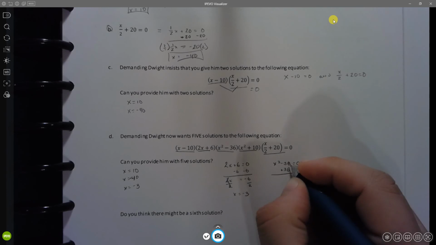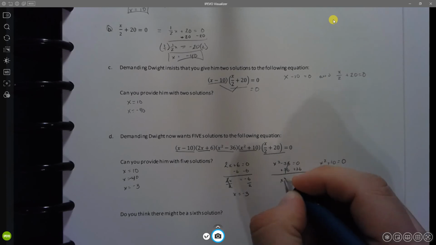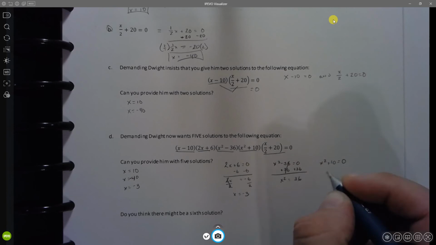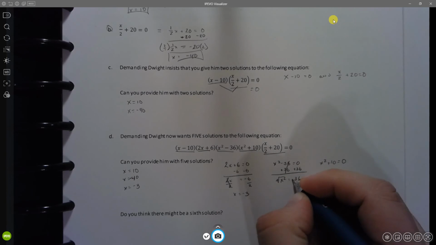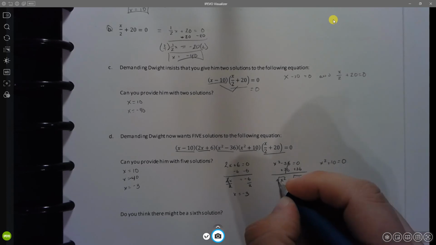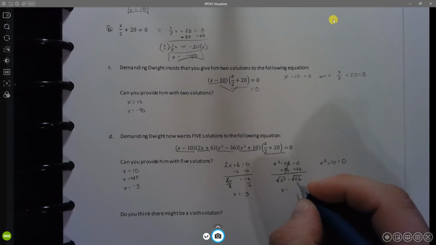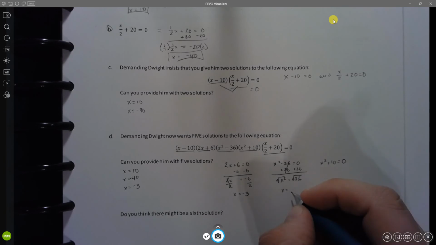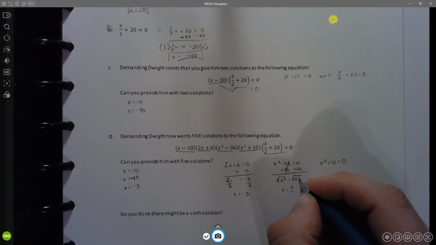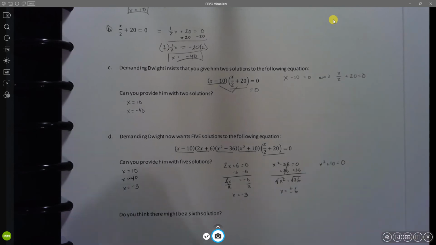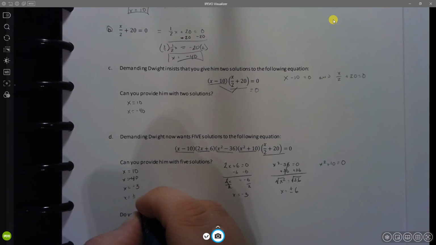36 minus 36 is 0, gives me x squared equals 36. The square root of x squared equals the square root of 36. Square root of x squared is x equals... Now remember, when you take the square root of a positive number, both the positive and negative are solutions. The square root of 36, which would be 6, so x can equal positive or negative 6.